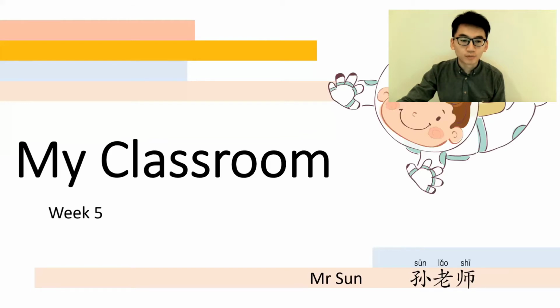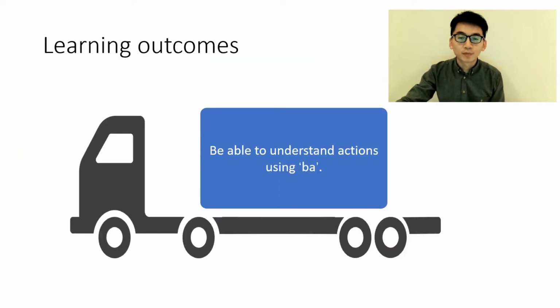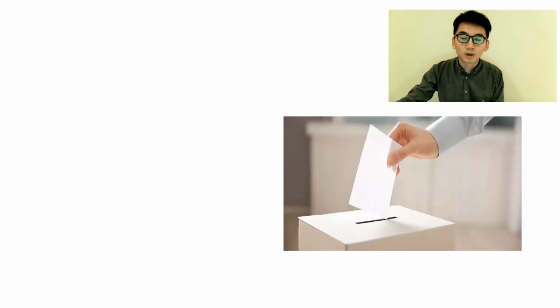My Classroom, Week 5. First, let's look at the learning outcomes. In this lesson, we are going to learn 把 sentence. And after the lesson, you will be able to understand the actions using 把.